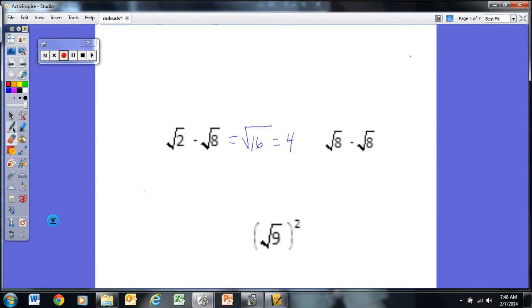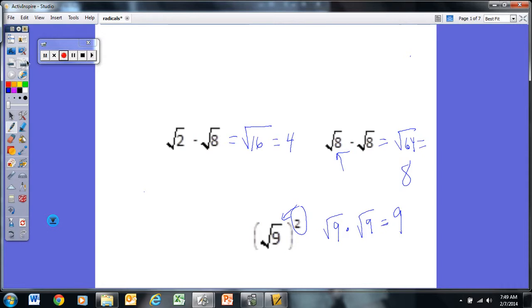Another important thing for you to understand is that when you multiply a square root by itself, you get the number underneath. So for instance, we just said the square root of 8 times the square root of 8 is the square root of 64, which is 8. So another rule to remember moving forward is when you multiply a square root by itself, you just get the number underneath. Because this squared basically undoes the square root. You're saying square root of 9 times square root of 9 is 9, because it's the square root of 81, which is 9. Hopefully that makes sense.